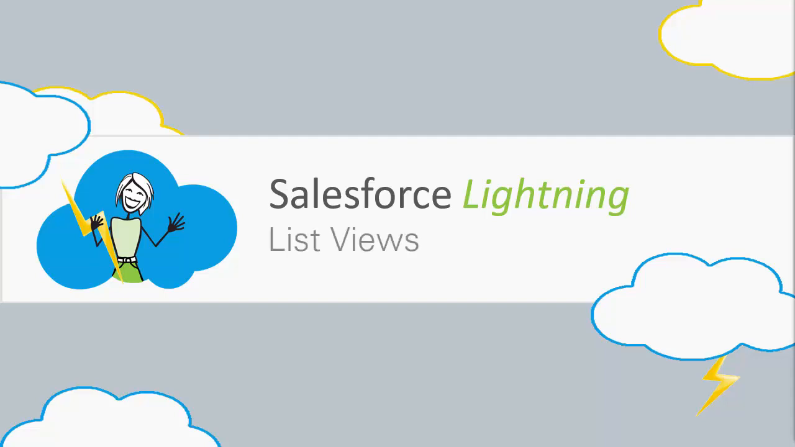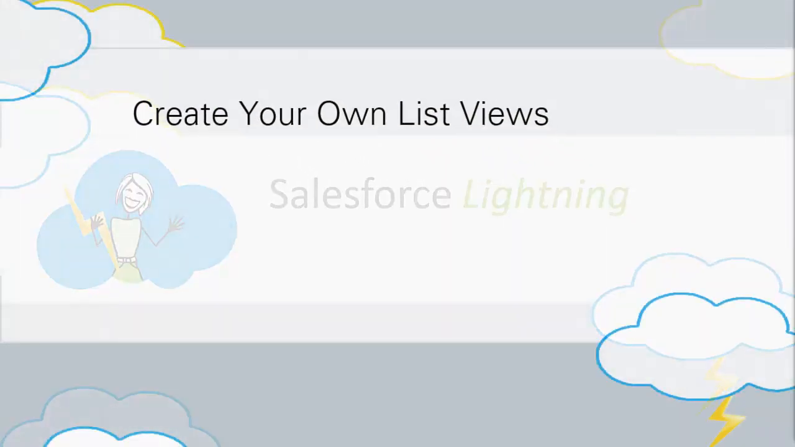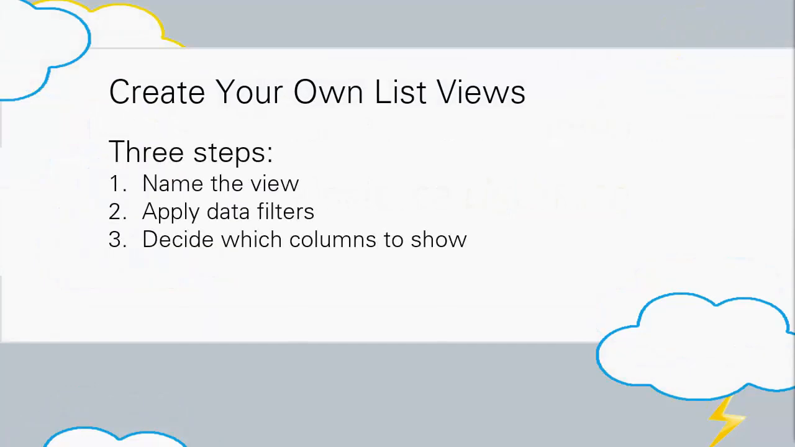In this video, I'll show you how to create list views, your own personal views that contain exactly the list of records that you want to see. Creating a list view is pretty straightforward. It's just 3 steps. You name it, you decide what data filters to apply, and then decide which columns you want to show. There are a couple of gotchas, but overall it's really simple, yet oh so powerful.